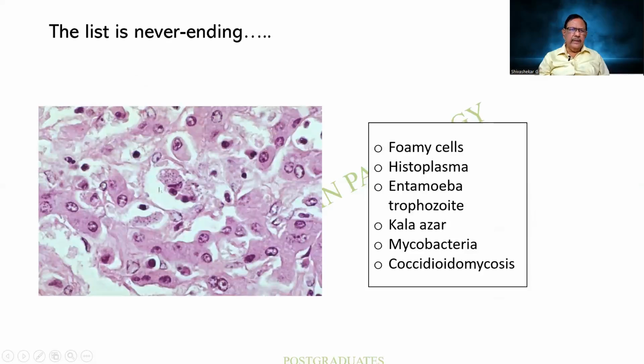So, again, obviously, this is the liver. I am able to find the strands of polygonal hepatocytes with a space, and there are some foamy cells over here. Whenever there are foamy cells, the list is never ending. Think of histoplasma or Entamoeba histolytica, the trophozoitic stage, Kala-Azar, mycobacteria, coccidioidomycosis. You people should think of these things and something will hit you. And even if you do not see all the slides, try seeing the pictures of it. You may have something for your exam.